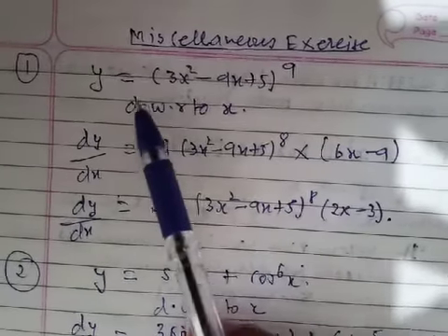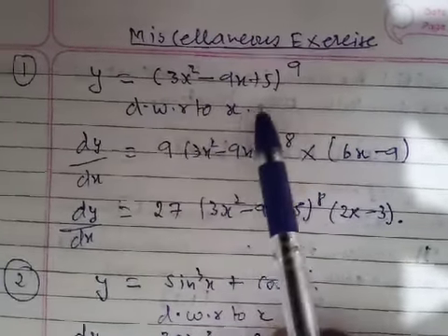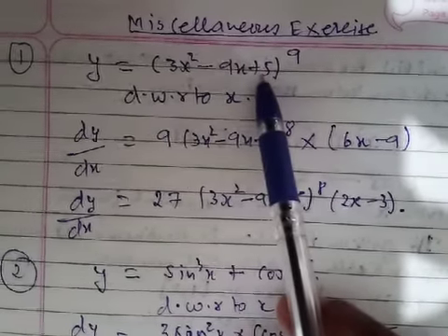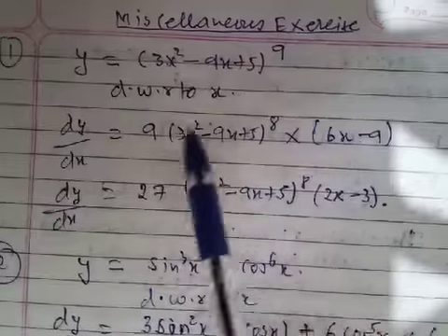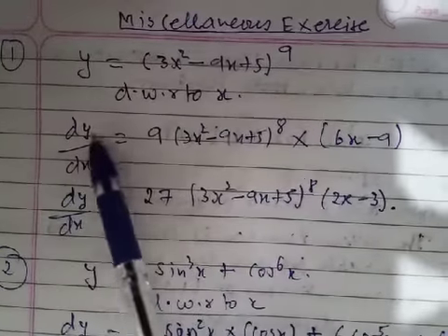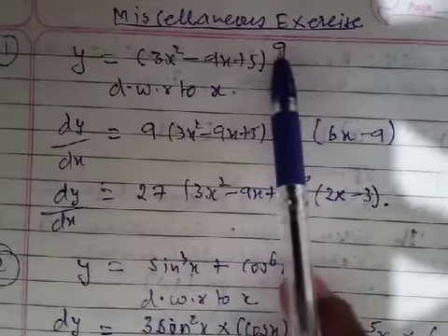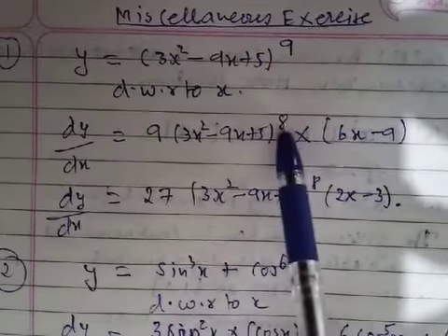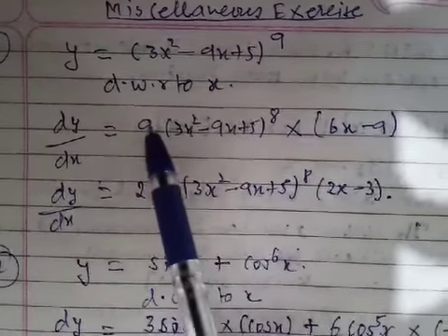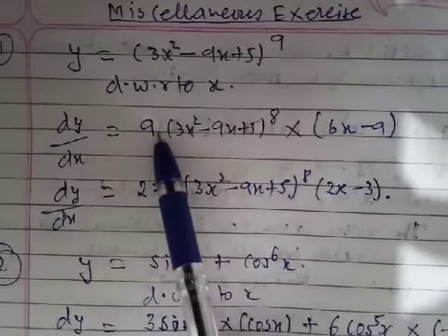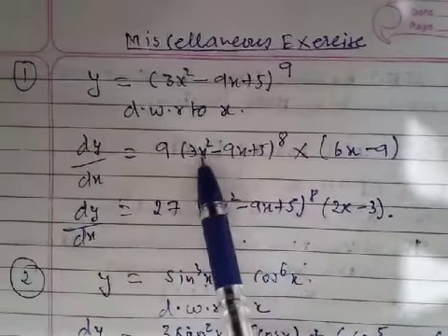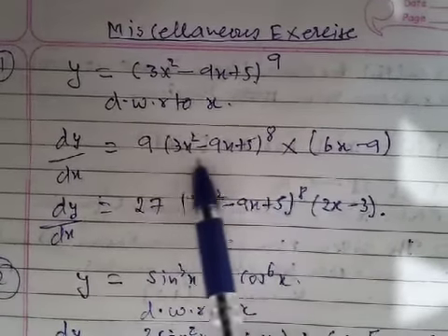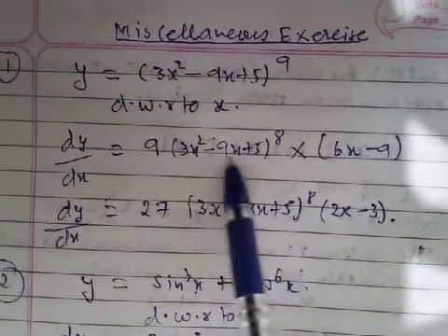So now it is just sort of a revision. y is equal to (3x² − 9x + 5)⁹. Derivative with respect to x, dy/dx: with respect to the power, it will be 9 and then 8, (3x² − 9x + 5)⁸, into, now inside the bracket, whatever we have, we have to take the derivative of that.